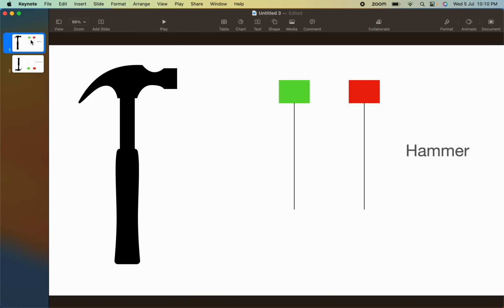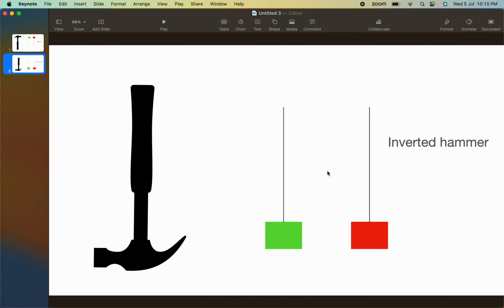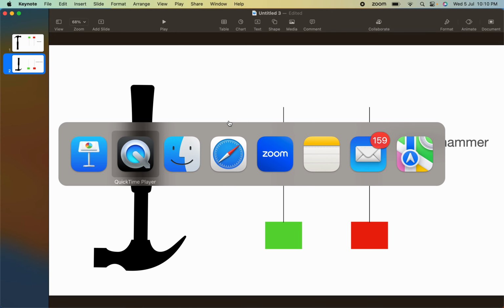Let me repeat once again: the hammer, in which the lower wick is longer, represents the buying pressure, and in the inverted hammer, where the upper wick is long, it represents the selling pressure. Now let us see this on the chart.